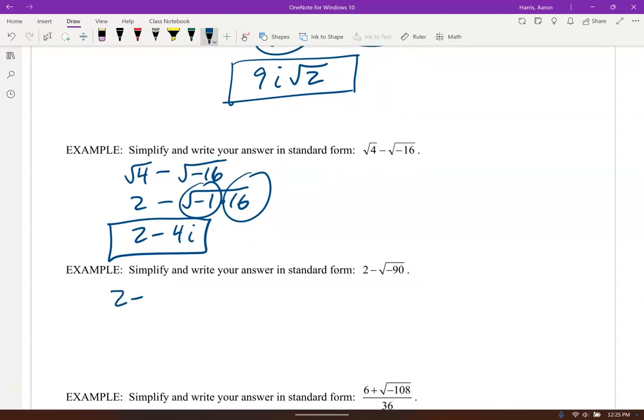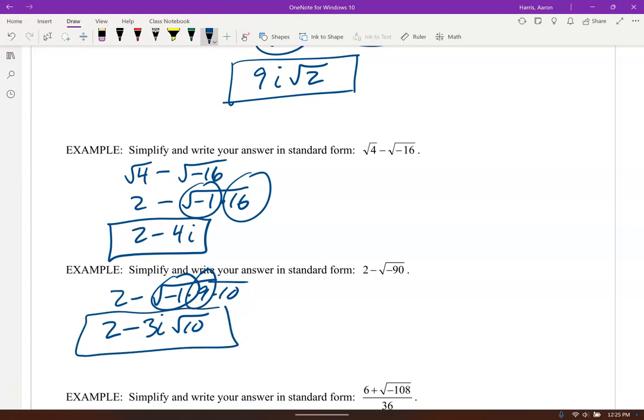This one down here would be negative 1 times 9 times 10. Square root of negative 1 is i. Square root of 9 is 3. I'm left with 10 underneath. I can't do anything with the 10. It's 2 and 5, right? So 2 minus 3i root 10.